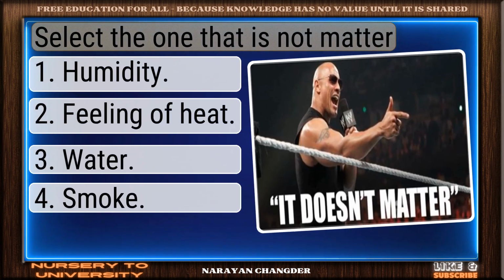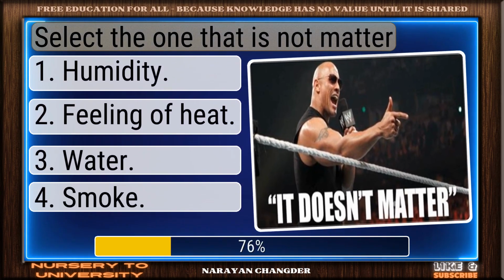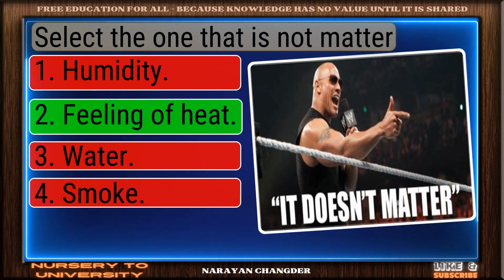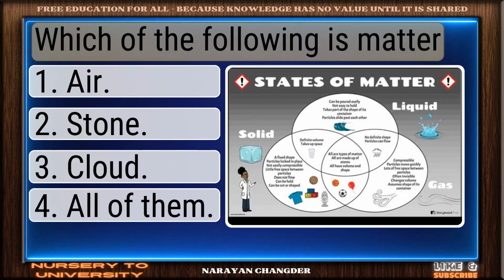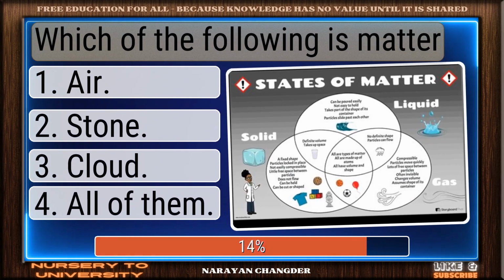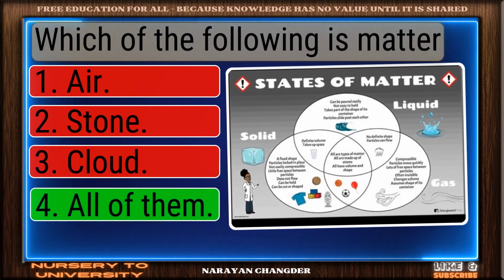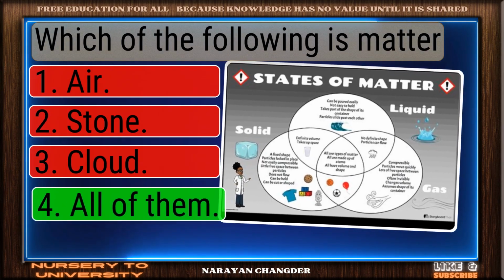Question number 91. Select the one that is not matter. Valid point. Feeling of heat is true. Question number 92. Which of the following is matter? Exactly. All of them make sense, and it is the right choice.